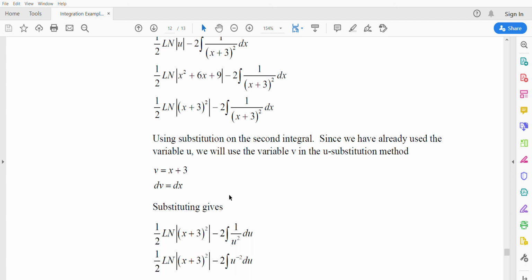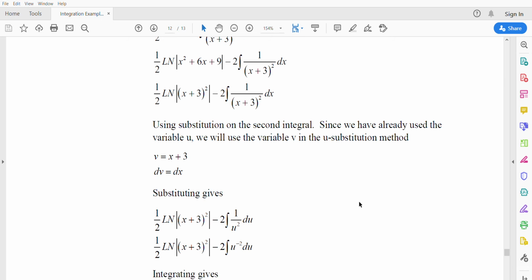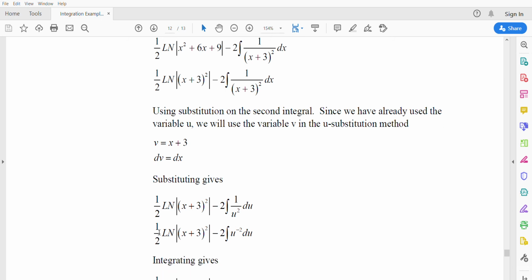So if I substitute in that second integral, I've got 1/2 times the natural log of the absolute value of x plus 3 squared minus 2 times the integral of 1 over v squared dv, or 1/2 times the natural log of the absolute value of x plus 3 squared minus 2 times the integral of v to the negative 2 dv.